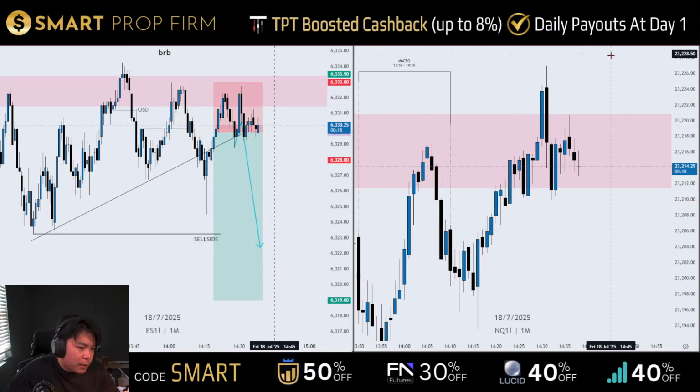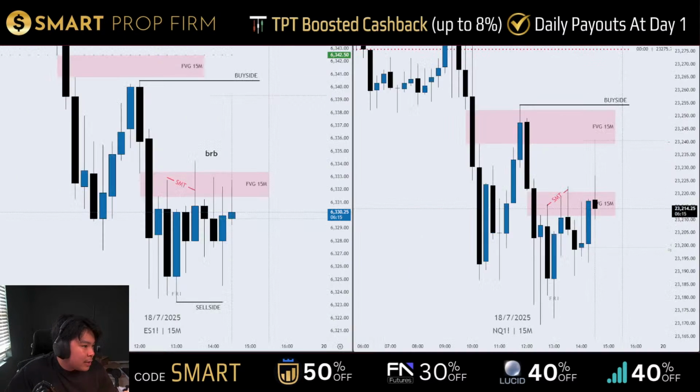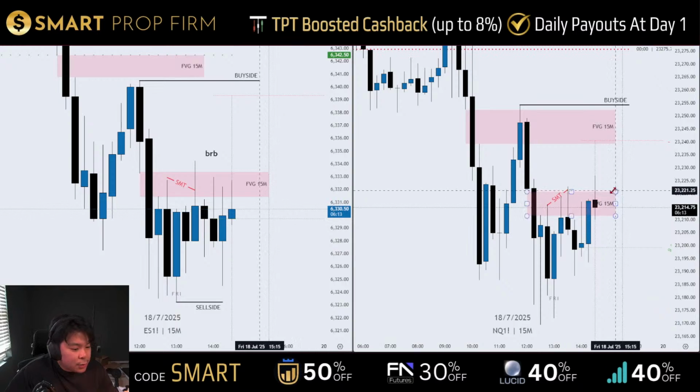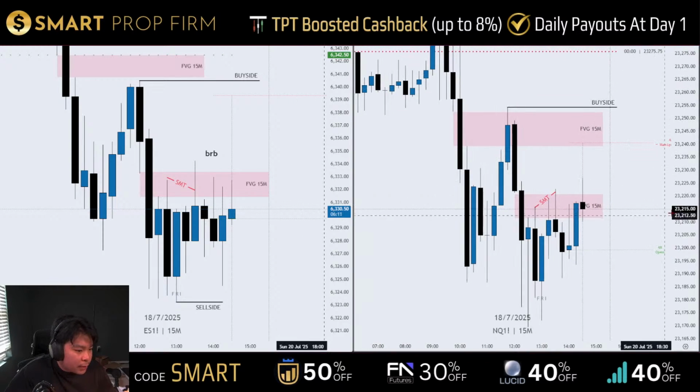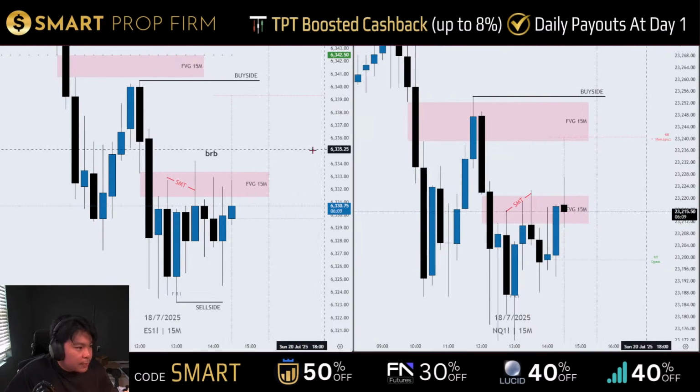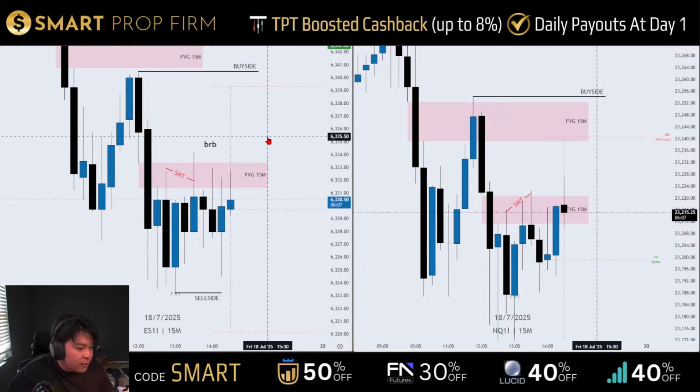But if we go up, let's say start pumping, we flip the 15 minute. We could be looking for more longs, but I think it takes too much time. We're already near power hour. Something easier is if it starts flipping now.